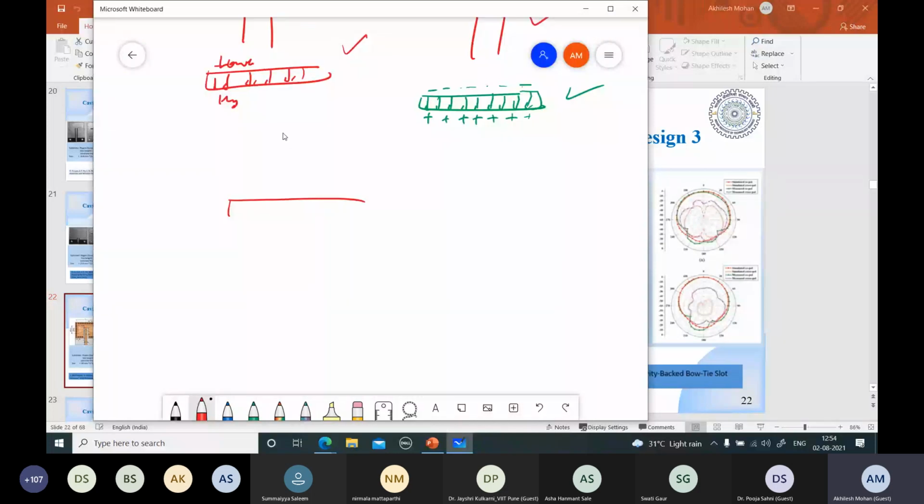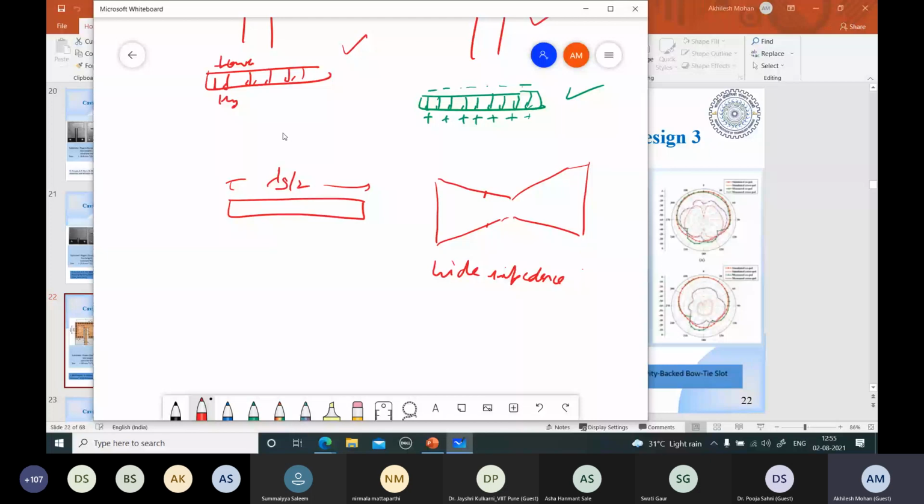Now if you have this type of structure, that is the bow tie shape structure, it will have some short circuit here. It will have a wide impedance bandwidth, because it has a wider bandwidth here, but only one frequency. That is why if you use bow tie shape structures, you can achieve wider bandwidth. And they have achieved a wider bandwidth of near about 10%. So they have designed a broadband antenna.